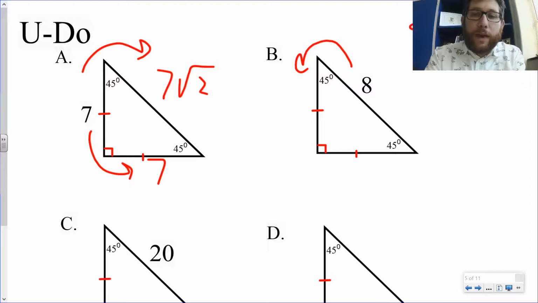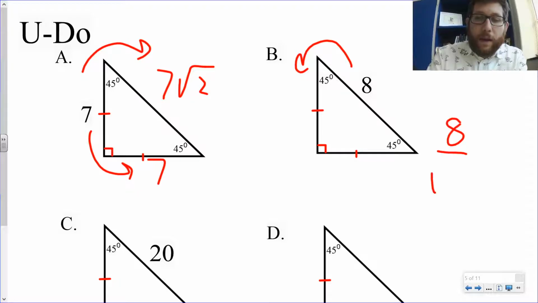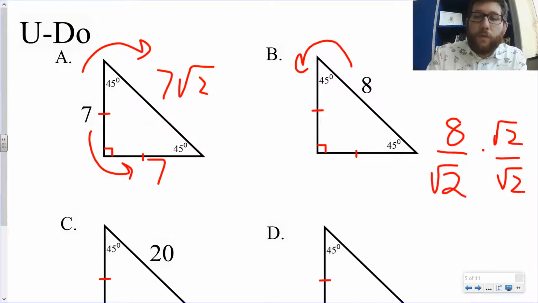So I need to do 8 divided by root 2. Sorry, let me put this in place so you can actually see everything. Okay. And then I'm going to multiply top and bottom by root 2. Why am I doing that? Well, we need to rationalize the denominator. We can't have a radical in our denominator.